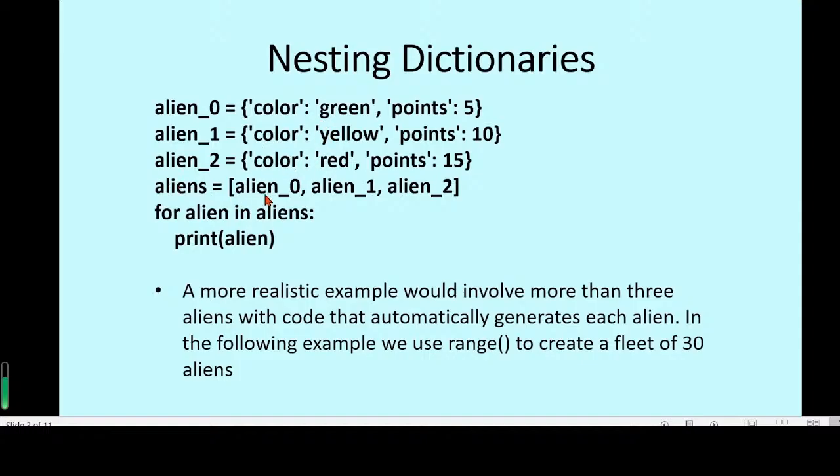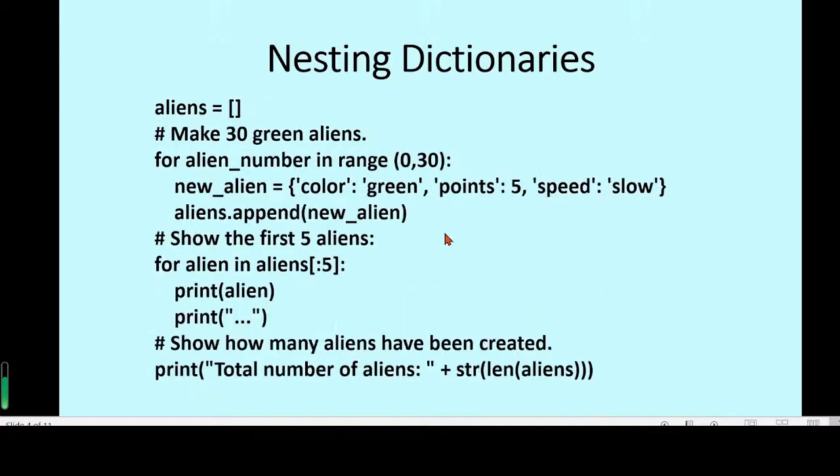Then we can store these 3 aliens in a list called aliens. Then next, we can write a for loop: for alien in aliens, print out each alien. Actually, each alien is a dictionary with key-value pairs. A more realistic example will involve more than 3 aliens, with code that automatically generates each alien. So in the following example, we can also use range to create a fleet of 30 aliens.